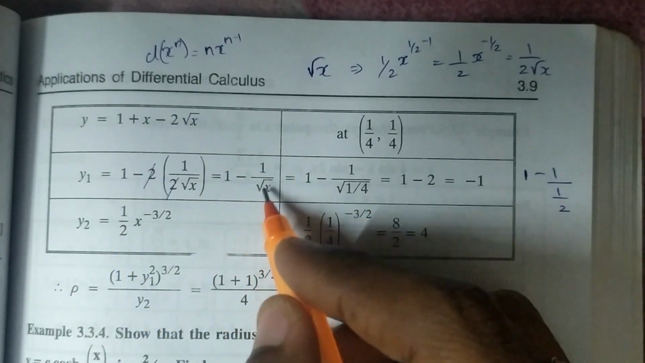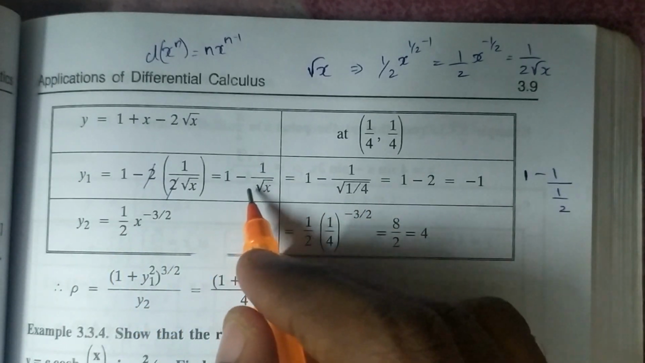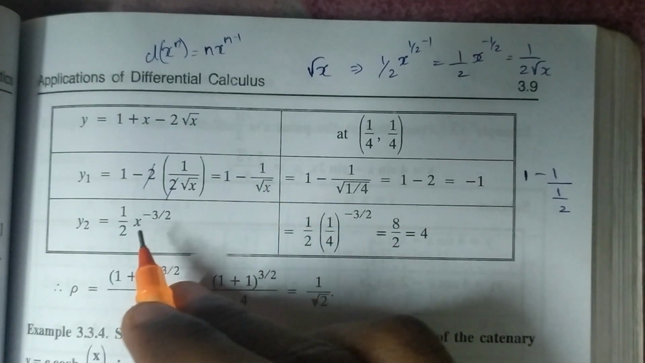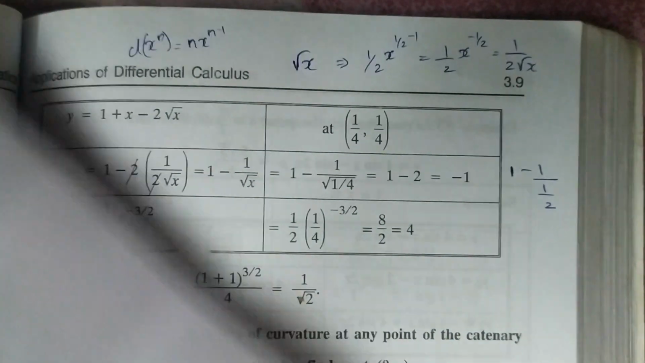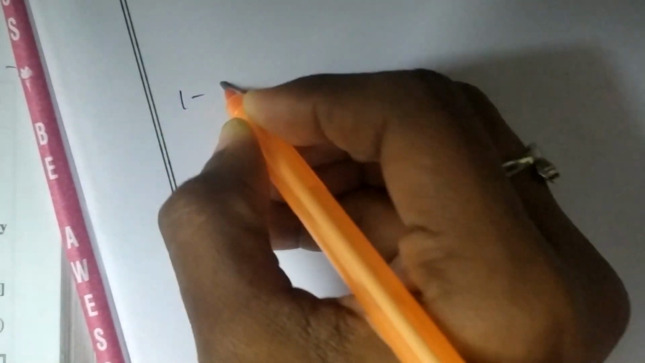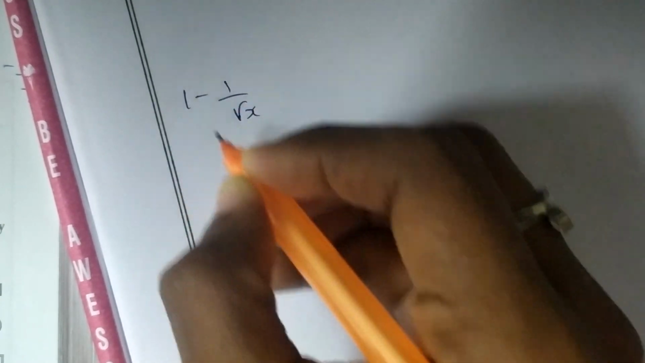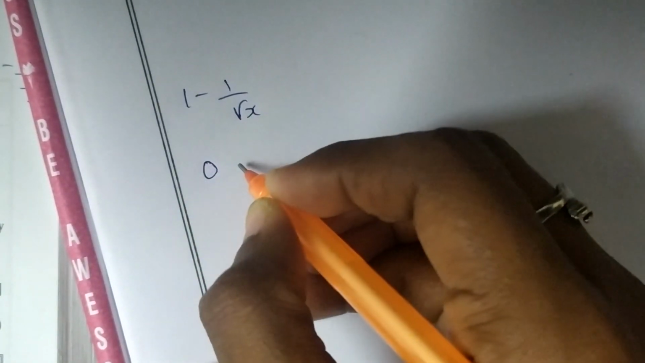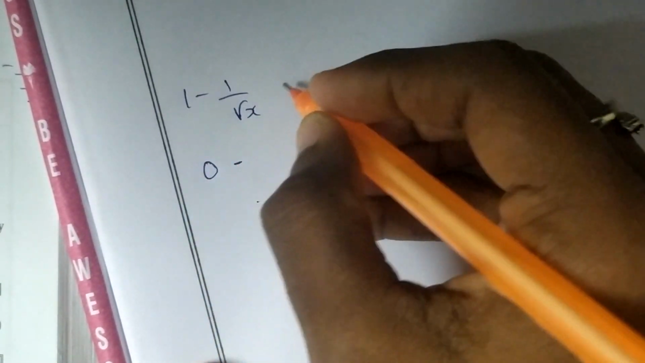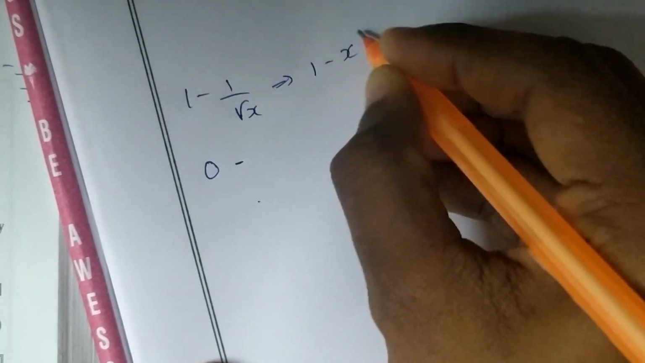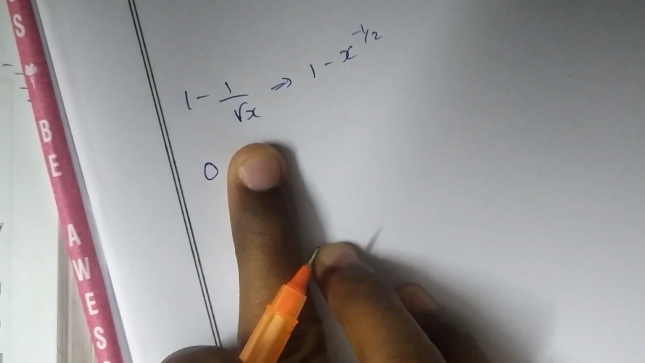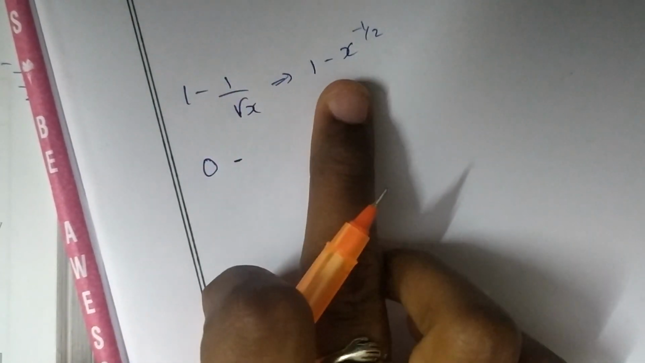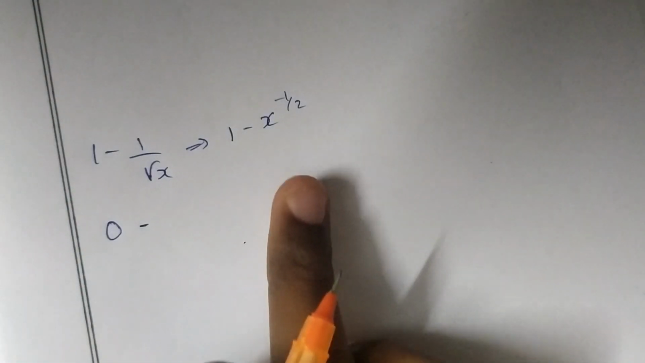If you differentiate minus 1 by root x, a minus will come. I will show you the differentiation. If you want to differentiate 1 minus 1 by root x, 1 will convert into 0. How can I write this? Like 1 minus x power minus 1 by 2, right? Because it is in the denominator. If you bring that to the numerator, you will be getting x power minus 1 by 2.